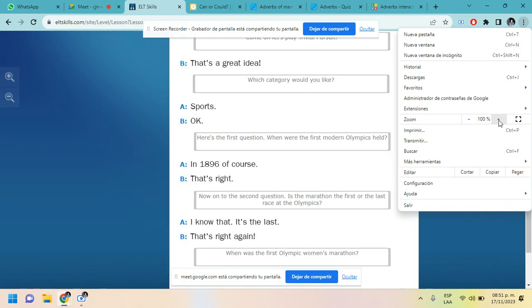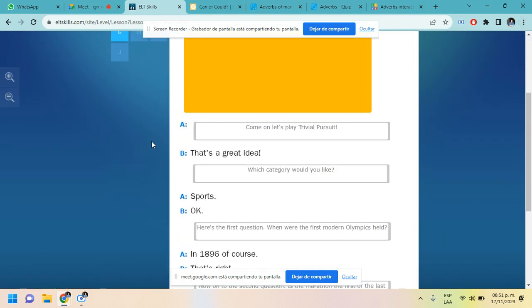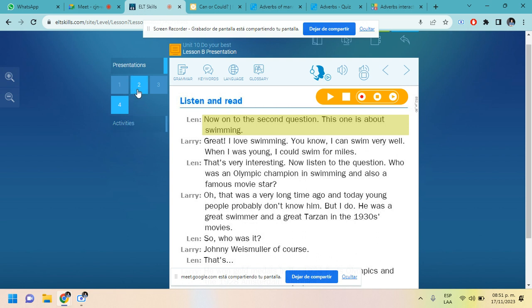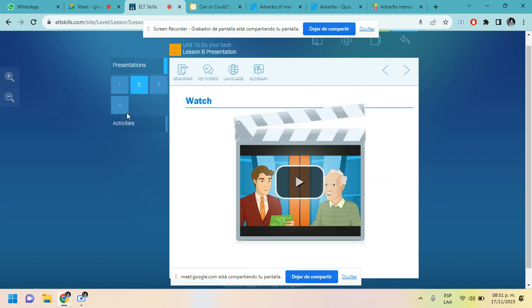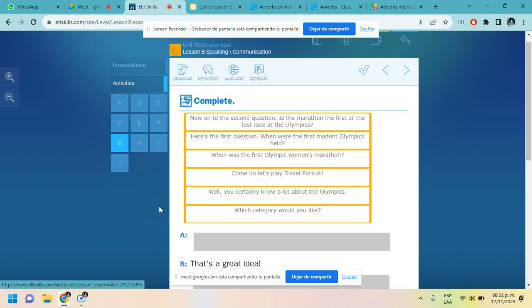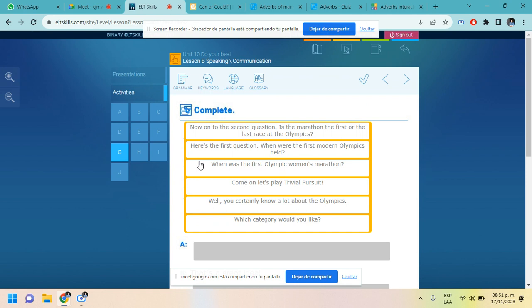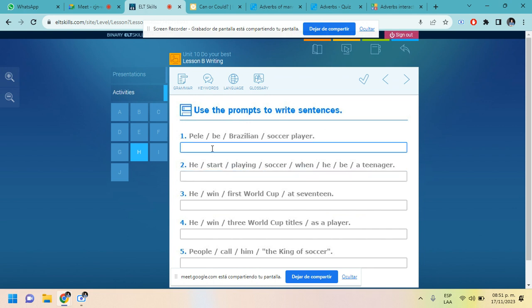Good. You see, this conversation is very similar to the video we heard in this lesson, no? They are playing a game, a quiz game. No? So it's very similar to that. Okay, and to finish, activity H. We are going to write sentences, obviously in past tense because we were working with that grammar, and using these clues, no, these words.